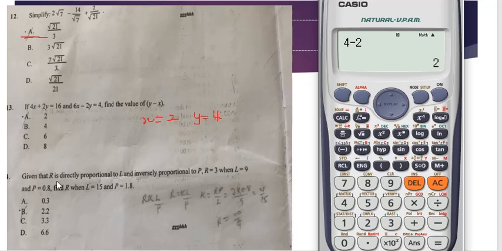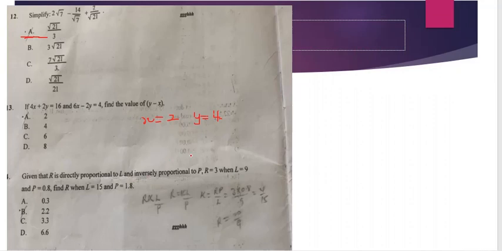Given that R is directly proportional to L, let's try solving this. It's stating that R is directly proportional to L and inversely proportional to P. Now you've been given R, L, and P, and you have to find R when L is 15 and P is 1.8. You've been given R to be 3, L to be 9, and P to be 0.8.